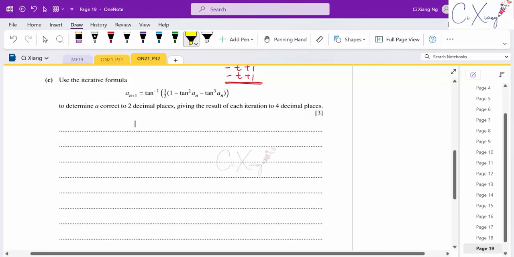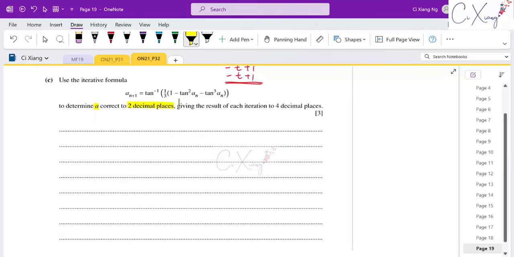For the next part, they want us to use this iterative formula to determine the value of A correct to 2 decimal places, giving the result of iteration to 4 decimal places. So now I have to use the iterative formula. First of all, I need to decide the initial value for A. What is the initial value that is suitable for this question? There are many values that you can use.